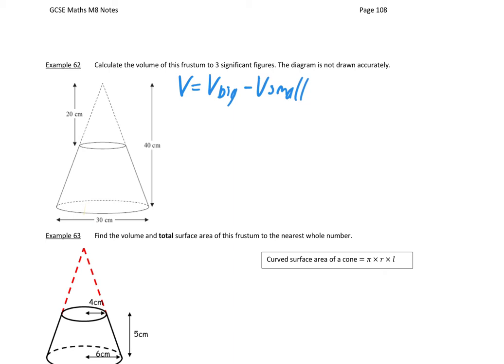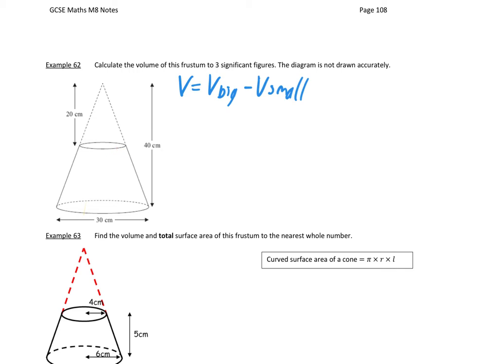So have we got enough information to find the volume of the big cone? We actually do. We could work out the volume of the big cone because we've already got the diameter, so we could halve this to get the radius of the big cone, and we've got the height, so we could actually work out the volume of the big cone straight away. What we don't have, unfortunately, is a radius of the small cone. So the radius of the small cone is what we're missing, so we need to calculate it.